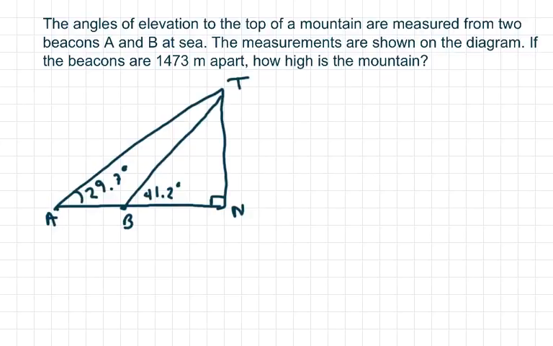Hi everyone. We're going to use SOHCAHTOA to find the height of a mountain. The diagram is drawn. These are beacons out at sea, and the measurements are shown on the diagram. If the beacons are 1473 meters apart, how high is the mountain?